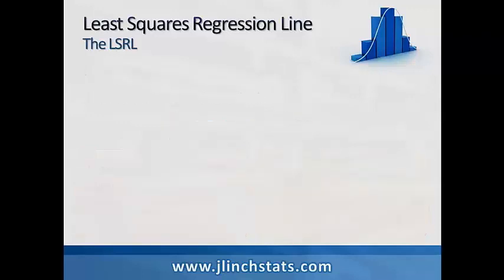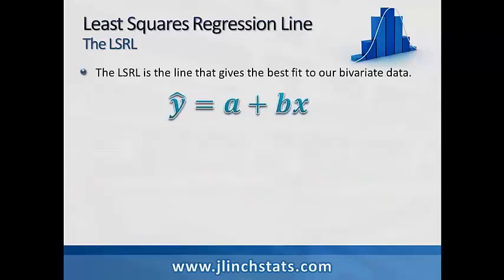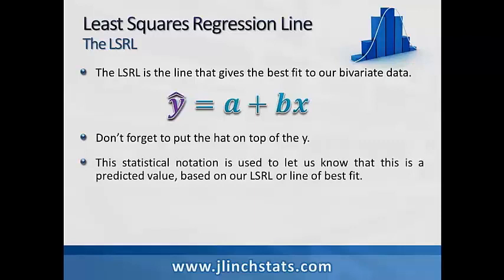The LSRL is the line that gives the best fit to our bivariate data. Once again, the least squares regression line is denoted by y hat equals a plus bx. Don't forget to put the hat on top of the y. The hat on top of the y is going to tell us that we're having predicted values based on a model. This statistical notation is used to let us know that this is a predicted value based on our least squares regression line, or the line of best fit.